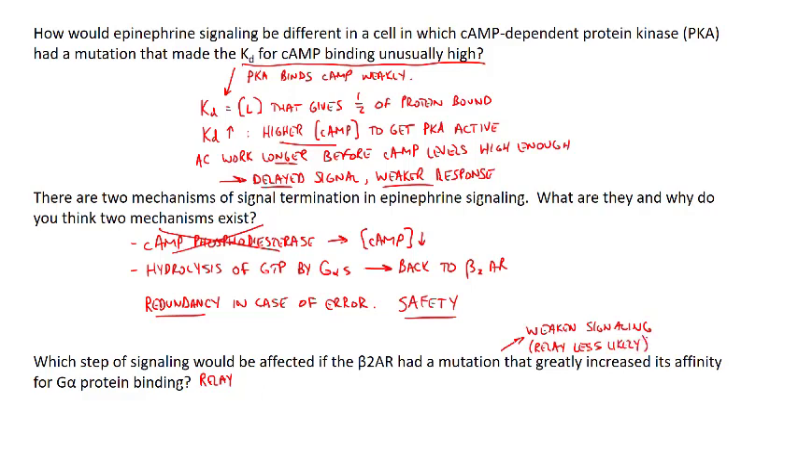Why less likely to happen? Because if the G alpha protein binds to the receptor very strongly, it's less likely to break loose even once it binds to GTP.